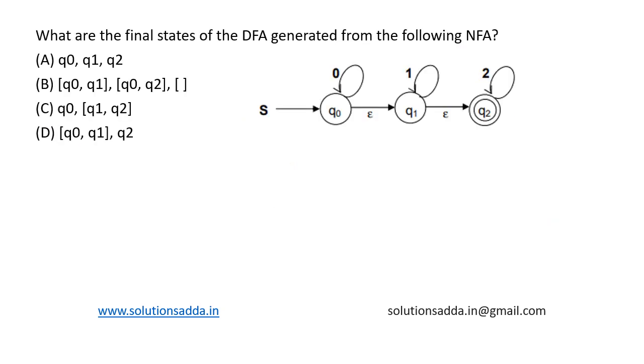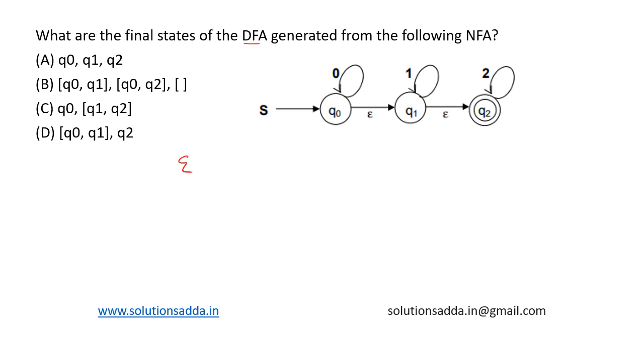This is a question from theory of computation. What are the final states of the DFA generated from the following NFA? So this is an epsilon NFA. There is a property that the epsilon closure of the states which contain the final state in its closure is also a final state. Based on this property, let's try to find out the final states generated.